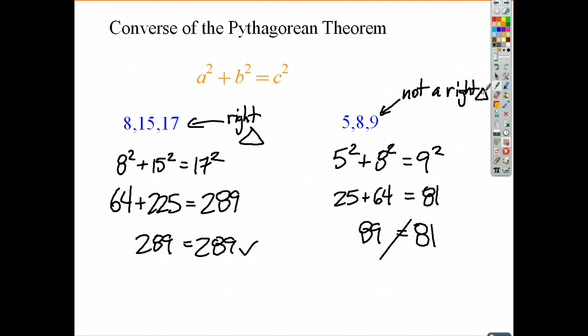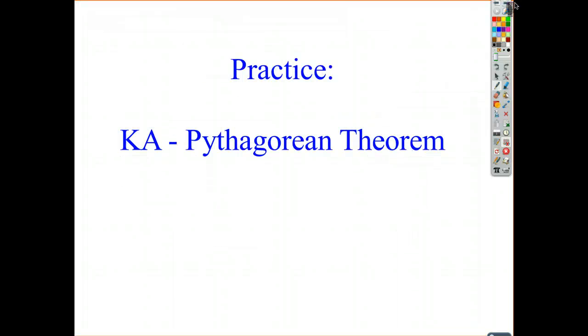All right, it's just using it. You use the sides of a triangle to prove whether or not it is a right triangle. So, okay, you should have enough information. Really, all I want you to do with this is practice.